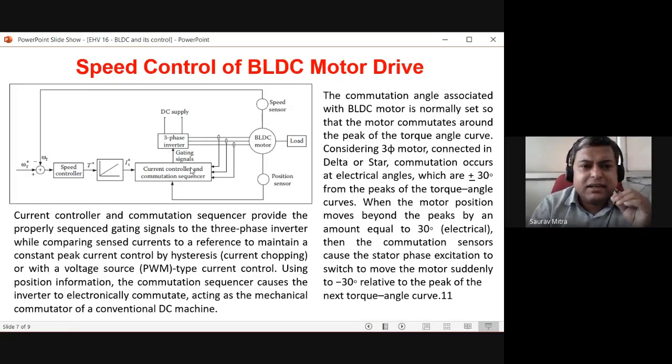So these are the three functionings we have explained so far. First is how BLDC works. Second is the torque control, and third is the speed control. Speed control and torque control have only one difference: in case of speed control, we have to add another sensor, which is called a speed sensor.